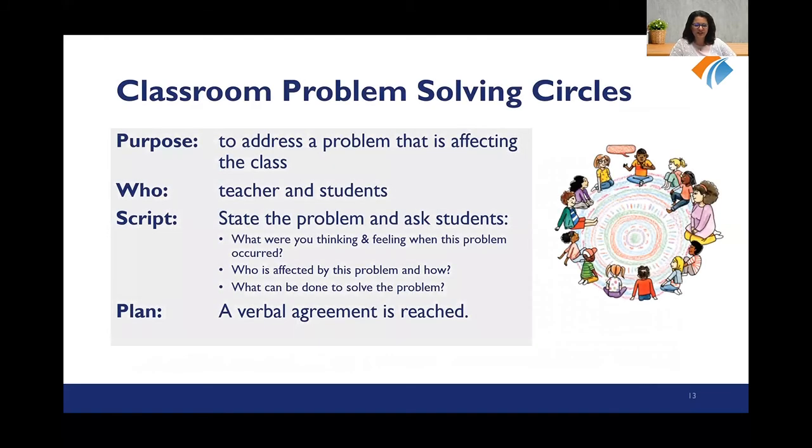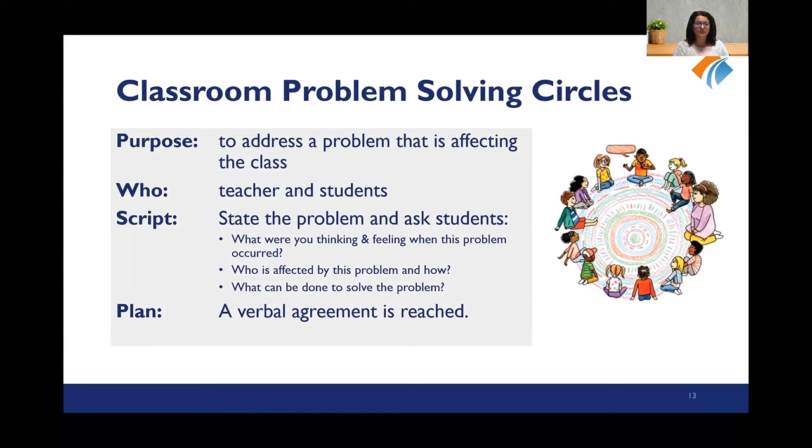So as I said in the intro, Tier 2 strategies are really meant to solve problems at the classroom level. So the classroom problem solving circle is a classic. And it's really meant to address a problem that's affecting the whole class. It's not meant to address a problem that calls out only one student. For example, it might be used to address peer cruelty in a class, or disrespectful comments, or talking out in class, some more universal problems.